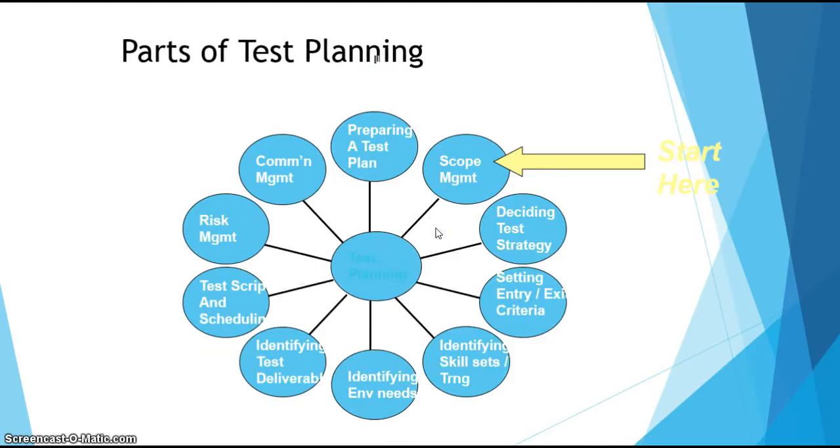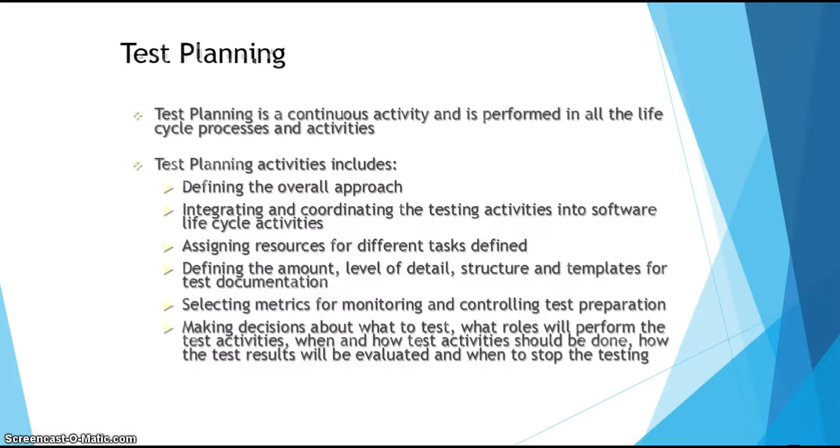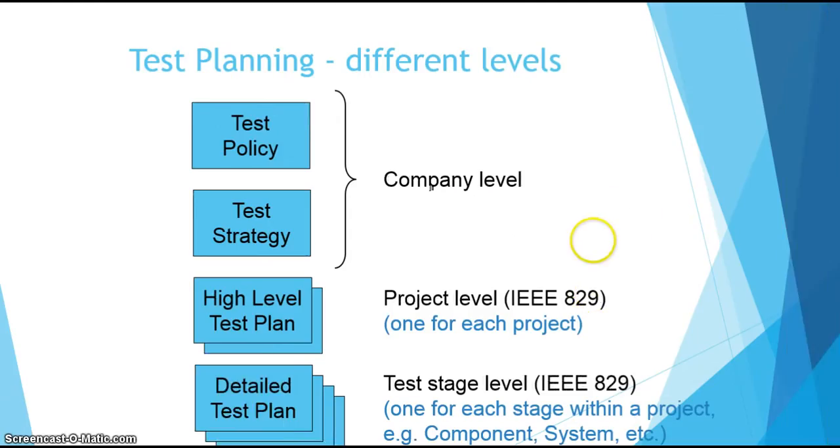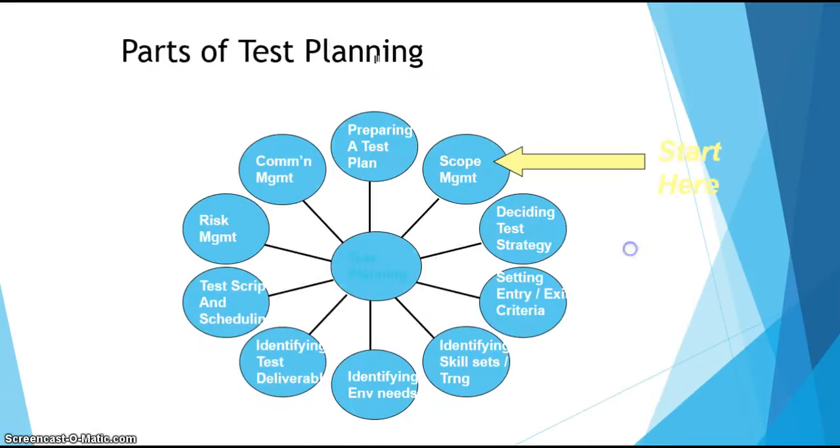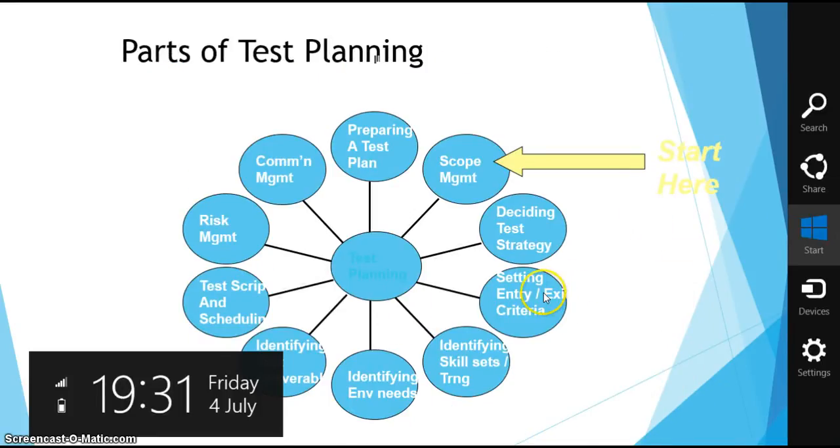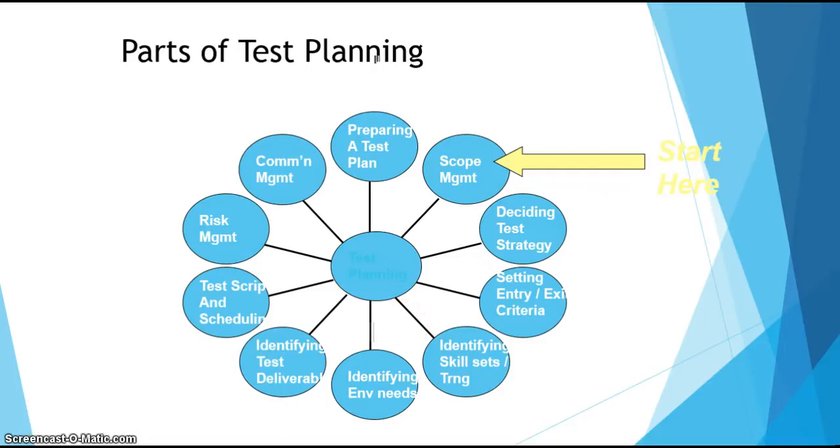Parts of test planning. So you have a scope, then you decide test strategy, you decide the entry exit criteria, then you decide the skill sets you require for this. You also decide the environment needs, test deliverables, test scripts, and then scheduling. You also have risk management. So these are all the parts of the test planning, and you start from scope.